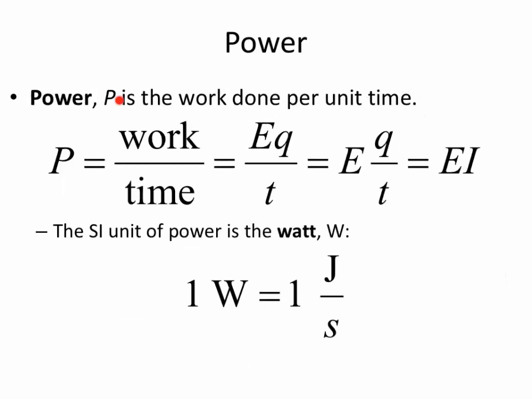Now power, which we symbolize with this capital P, is the work done per unit time. So if we show that mathematically, we then have P is equal to work over time. Now remember that work we have equal to E times Q, and time is then going to be symbolized with a lowercase t. And remember, Q was simply our charge, and charge over time can then be replaced with the current, because the current is simply the charge being transferred through our circuit per time. And that means that power is equal to our electrical potential difference times the current. Now the SI unit of power is the watt, which we symbolize with this capital W, and 1 watt is defined to be 1 joule per second.